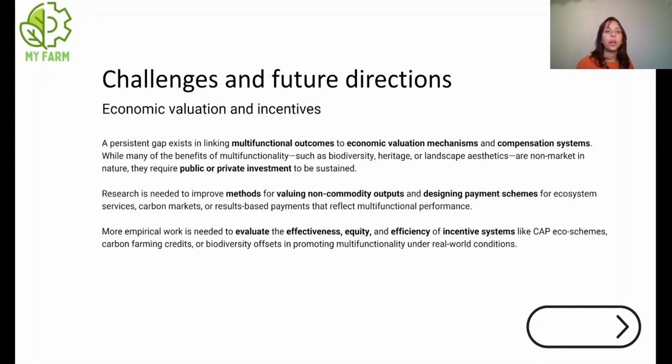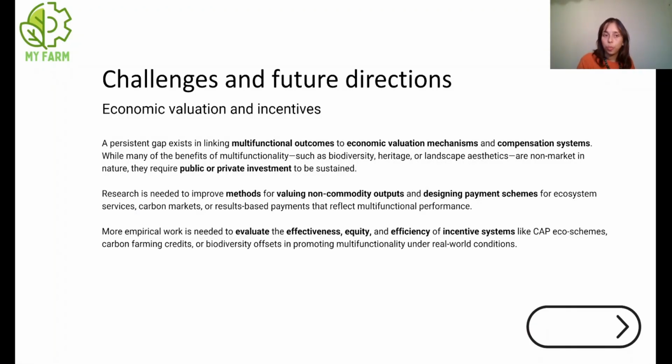Regarding economic valuation and incentives, a persistent gap exists in linking multifunctional outcomes to economic valuation mechanisms and compensation systems. While many of the benefits of multifunctionality, such as biodiversity, heritage, or landscape aesthetics, are non-market in nature, they require public or private investment to be sustained.